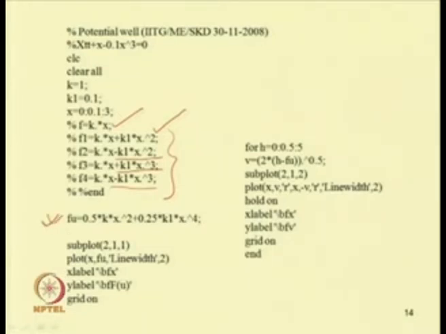This function is written for f(u) equal to 0.5, and this is capital F(u), that is the potential: half k x square plus 1 by 4 k1 x to the power 4. If one plots x versus F(u), that is the potential function.